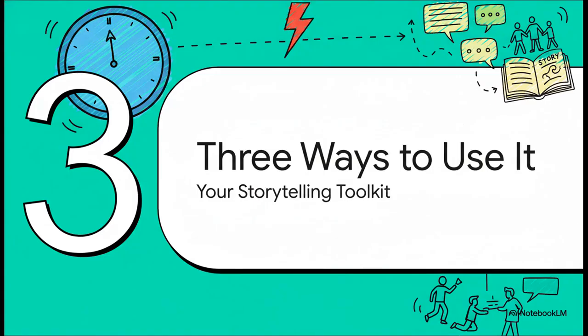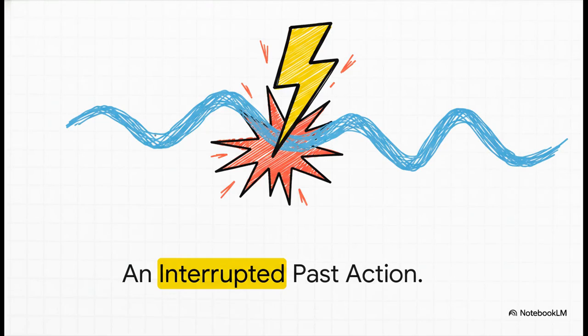Okay, so now that we know how to build it, let's look at the three main situations where this tense becomes your absolute secret weapon for better storytelling. This is the big one. It's the most common use, and hey, it's exactly what we saw in our very first example. You've got this long background action that's happening, and then bam, a short action comes in and interrupts it.